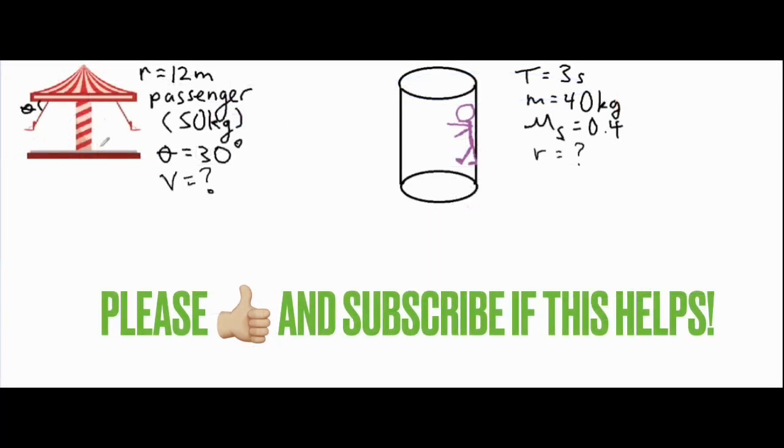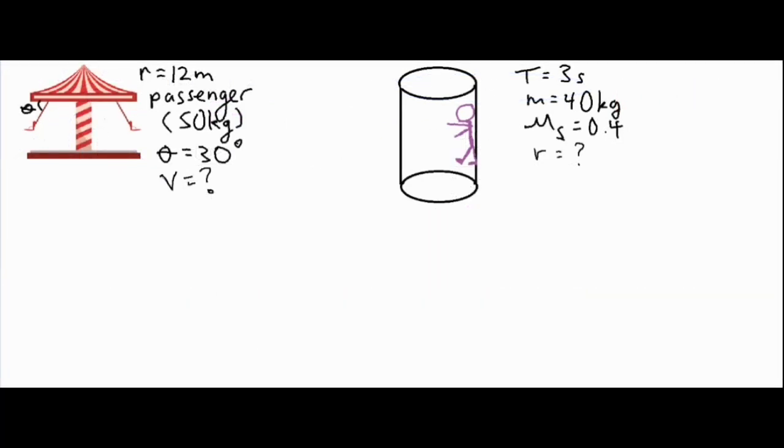Now let's work out two circular motion problems, one with a carousel swing and then one with a rotor ride. In the first one, we have a radius of 12 meters, a passenger of 50 kilograms. The swing is leaned out at an angle of 30 degrees, and we're going to solve for the velocity that it's traveling around. First of all, you're going to want to analyze the forces acting on it. So let's go ahead and redraw the picture so we have a little bit more space. We have the swing hanging out this way.